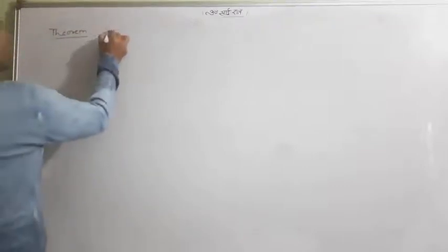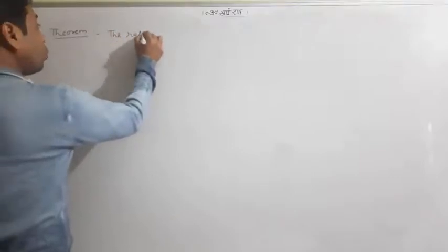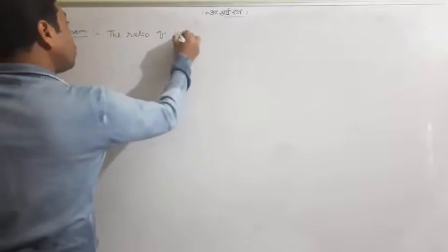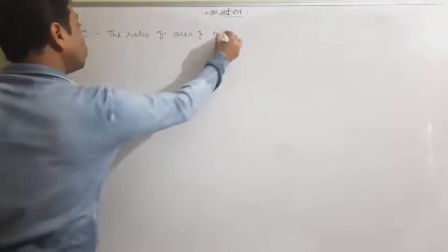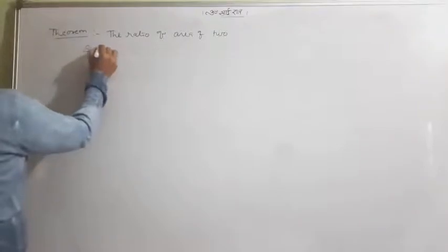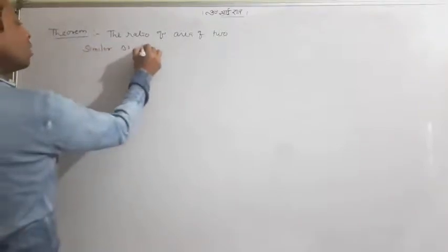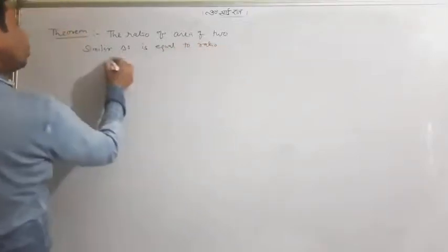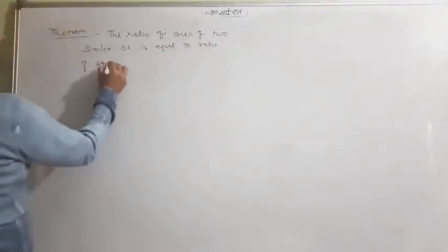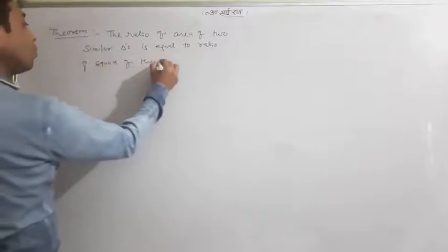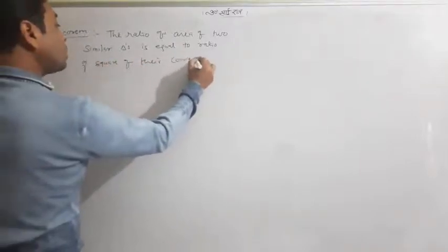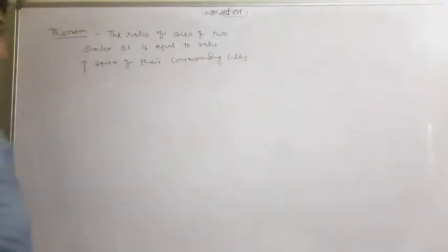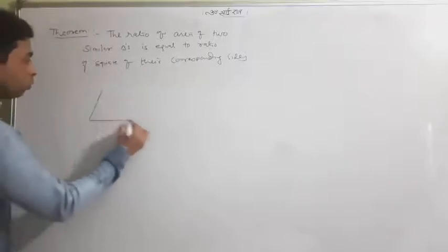The ratio of areas of two similar triangles is equal to the ratio of the squares of their corresponding sides. This is the statement, and I want to tell you the meaning also.